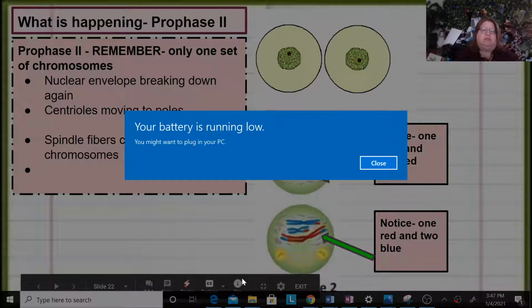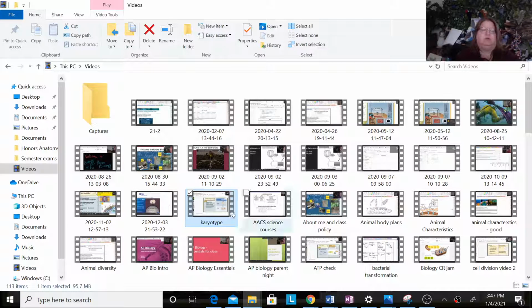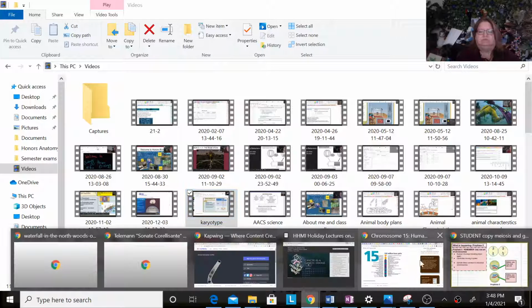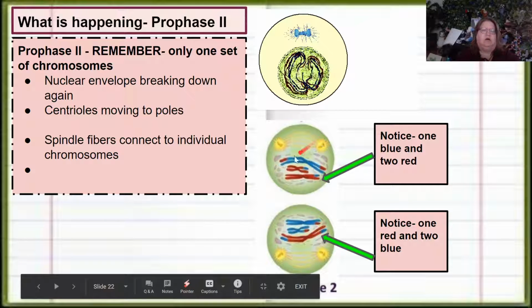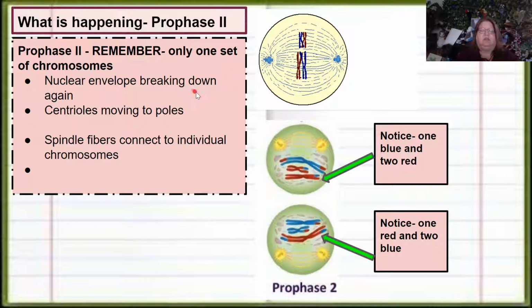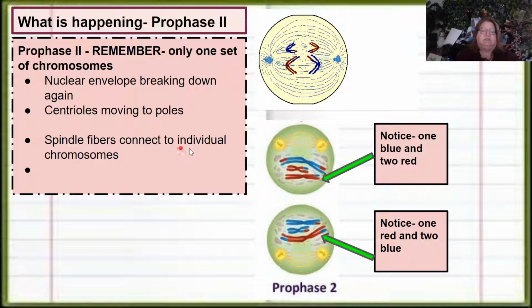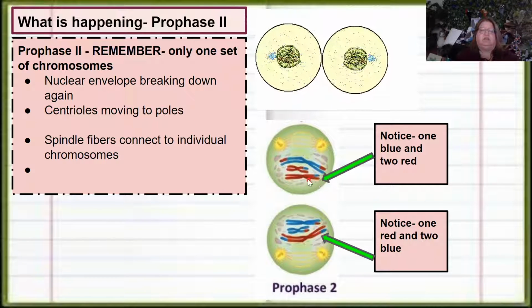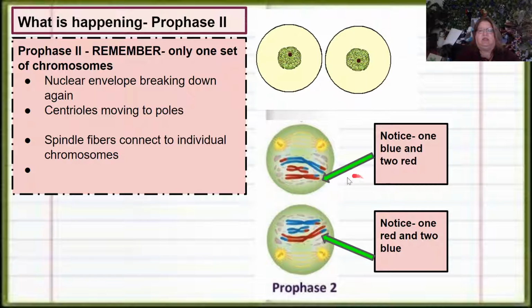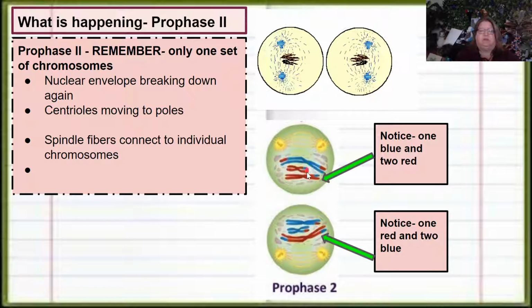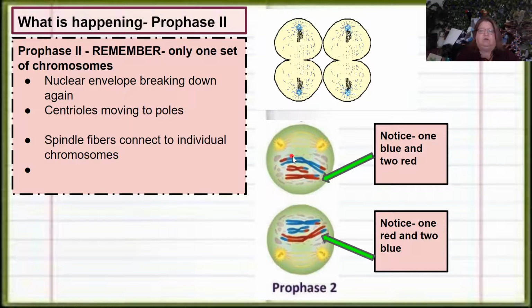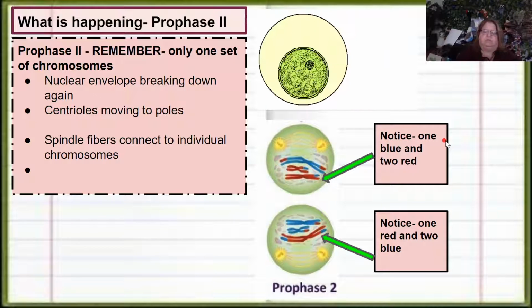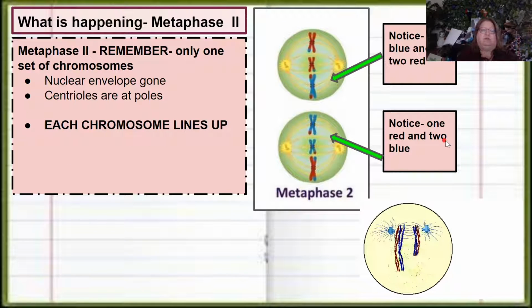Now, in prophase 2, sorry about that, in prophase 2, the nuclear envelope is breaking down. Again, the centrioles are moving to the poles again. This time, the spindle fibers are going to connect to individual chromosomes. And again, notice we have split them in half, meaning we've only got 3 chromosomes in each cell. And we are going to set ourselves up for metaphase 2.